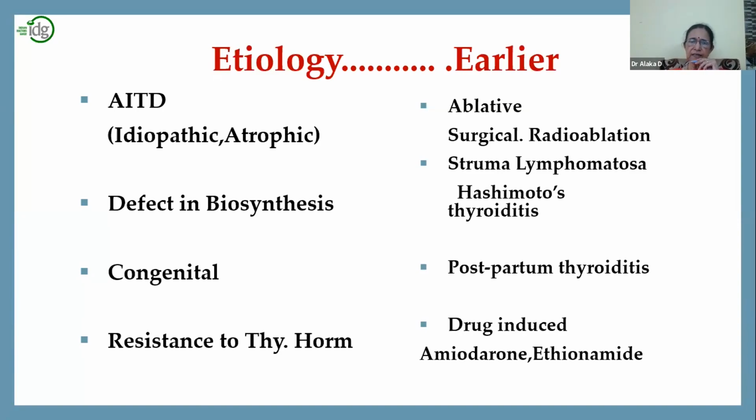What are the other causes? There is ablation. That means surgically the thyroid has been removed. So surgical ablation, or radioactive iodine is given, and therefore the thyroid is destroyed. So it is radio ablation, surgical ablation. Then Hashimoto's thyroiditis. You get a small subset in which we get postpartum thyroiditis, and therefore hypothyroidism, and drug induced. That is very important. Nowadays, very commonly we use amiodarone and ethionamide. Both these drugs cause hypothyroidism.